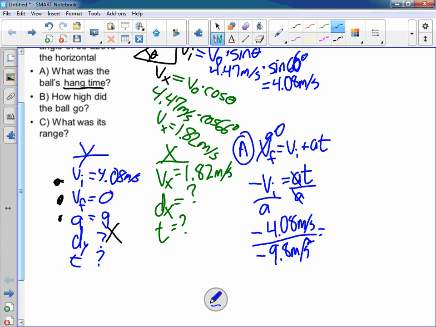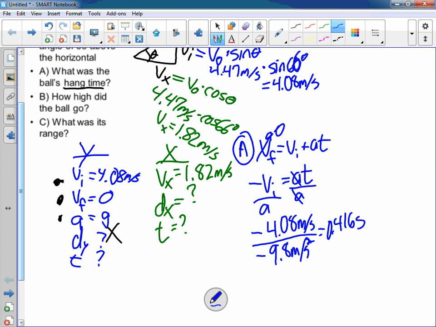Okay. Let's keep a few extra sig figs on there because we are not quite done. Point 416, and that's going to be 0.416 seconds. Okay, you say, no, you're done.